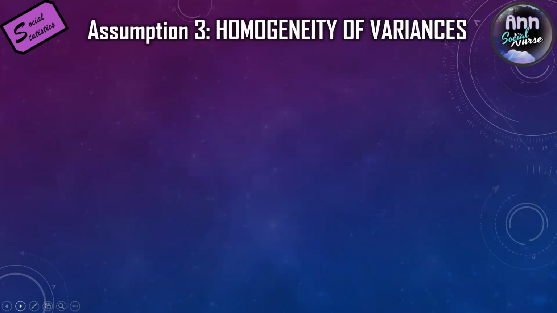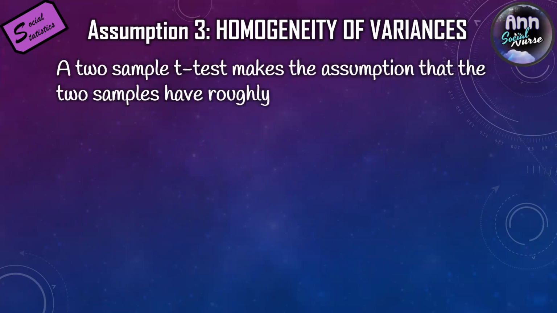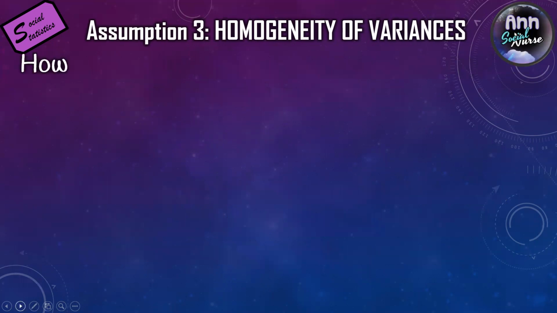So it's just about what the appropriate statistical tool is that you can use based on whether the assumptions are followed or satisfied or not. Now, as to the third assumption on homogeneity of variances, a two-sample t-test makes the assumption that the two samples have roughly equal variances. The rule of thumb: if the ratio of the larger variance to the smaller variance is less than 4, then we can assume the variances are approximately equal and use the two-sample t-test. So that is how to check it.